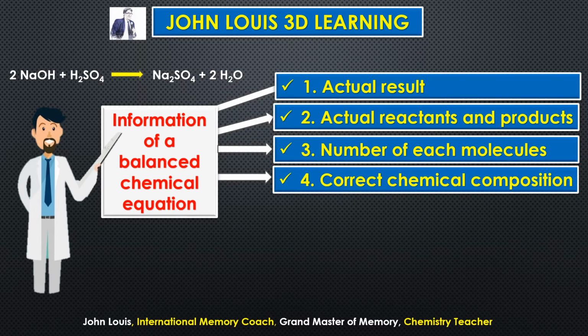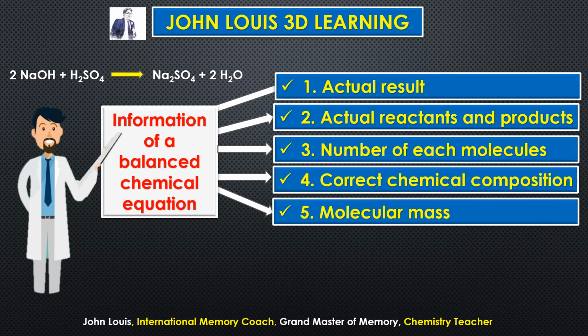So what is the fourth one? Correct chemical composition. All the formulas are written according to the rules of how to write the chemical formula. For example, you take sodium hydroxide. In sodium hydroxide, 1 atom of sodium, 1 atom of oxygen, 1 atom of hydrogen is there. In sulfuric acid, 2 atoms of hydrogen, 1 atom of sulfur and 4 atoms of oxygen are there. Like that, for each and every reactant and product, a balanced equation gives the correct chemical composition.